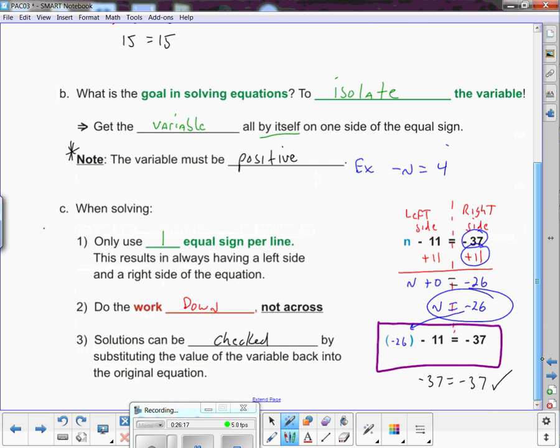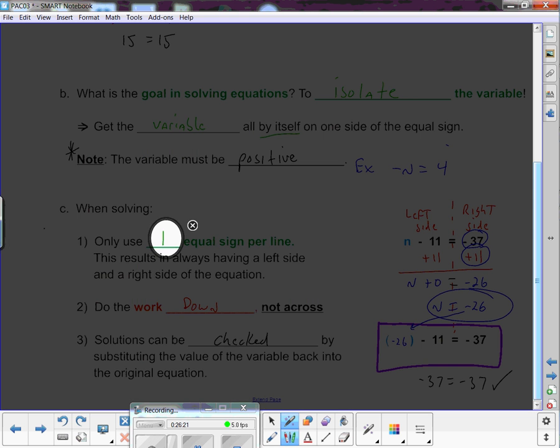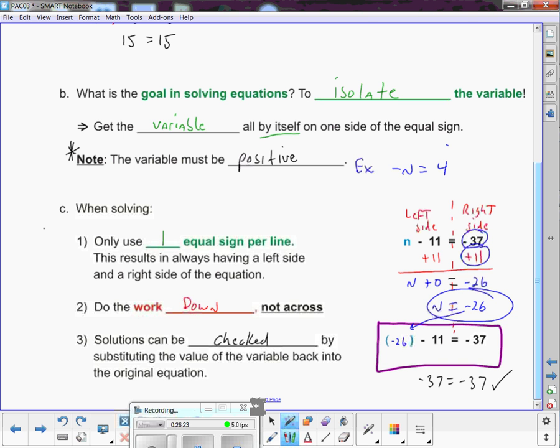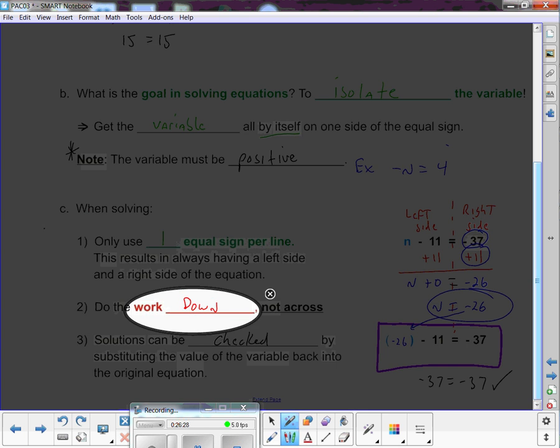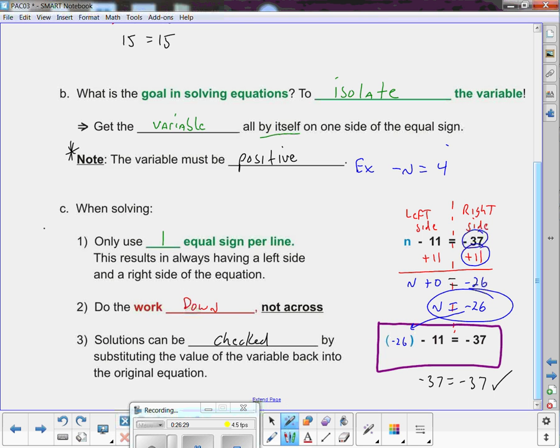What are some good tips? Only use one equal sign per line. I hope you'll not violate that. Do the work down, not across, and you can check your solutions.